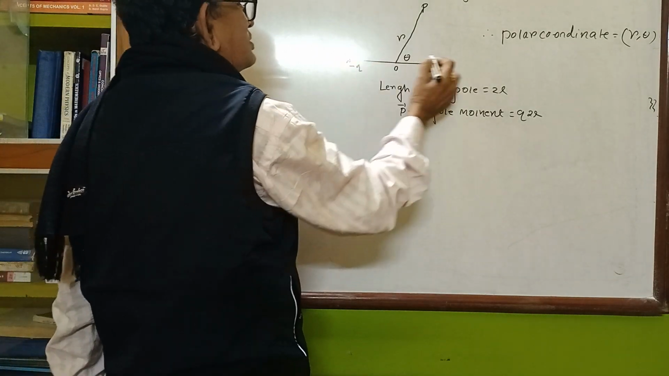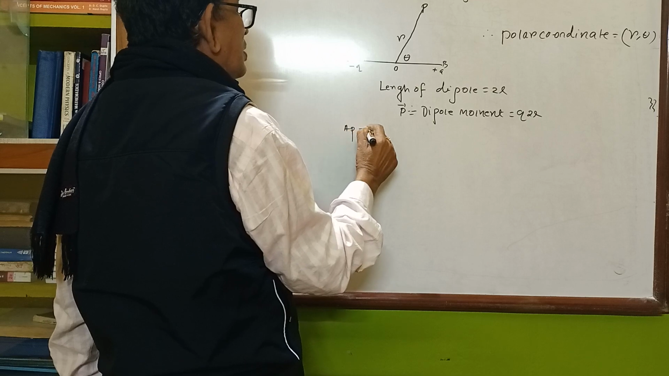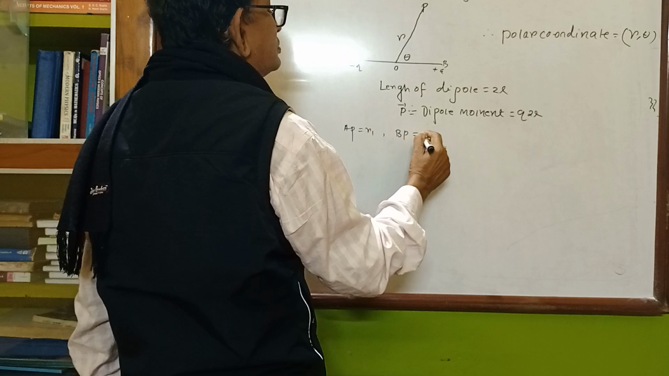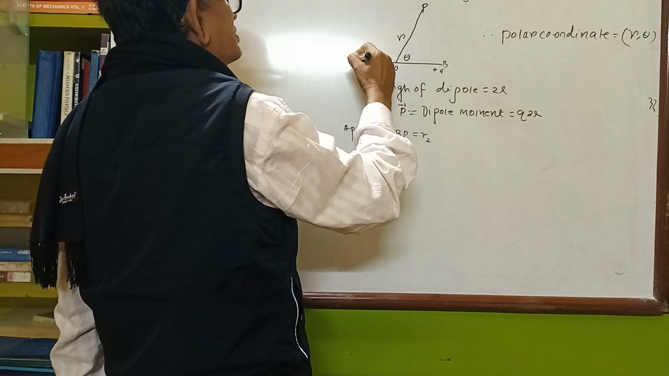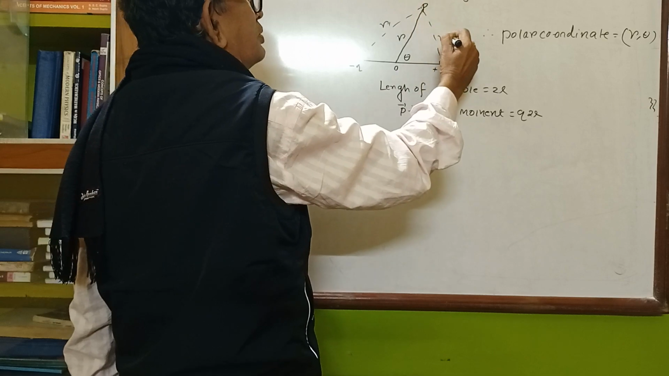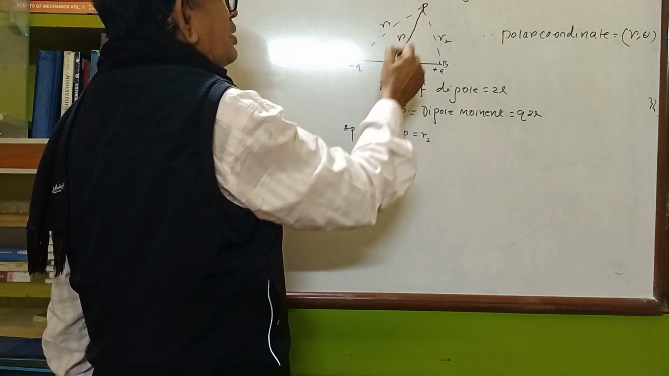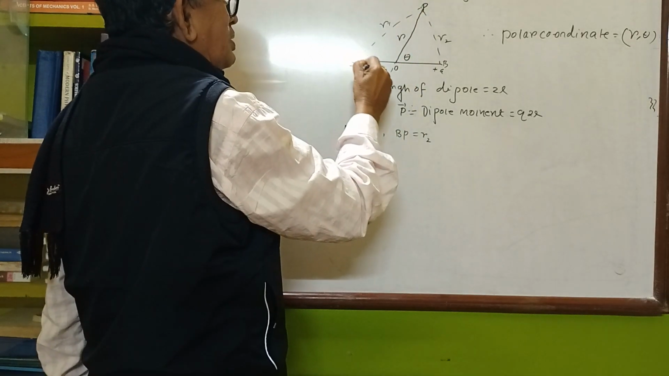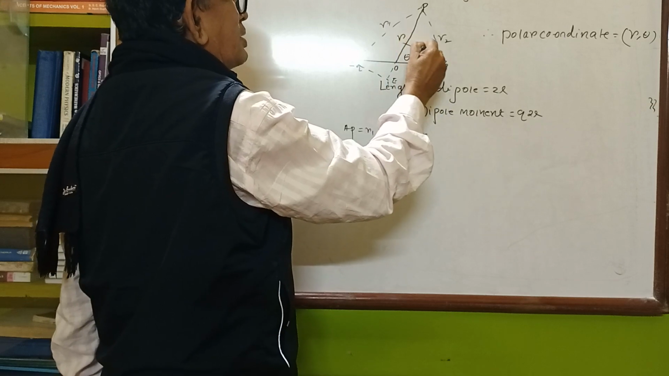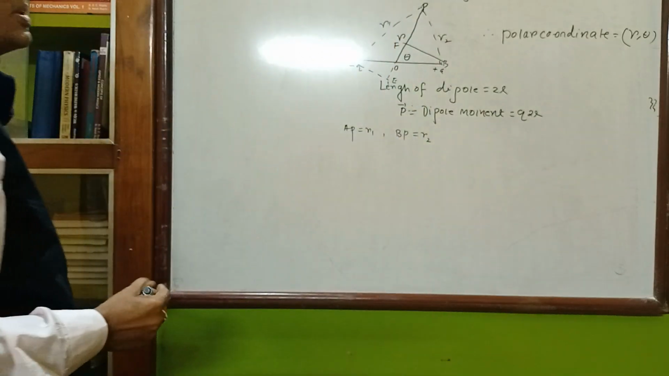Now A and B, this is the dipole. Now AP equal to R1 and BP equal to R2. Clear? Now if you extend PO and draw a perpendicular, that is AE, and from B you draw a perpendicular on OP, that is BF, that means OF.